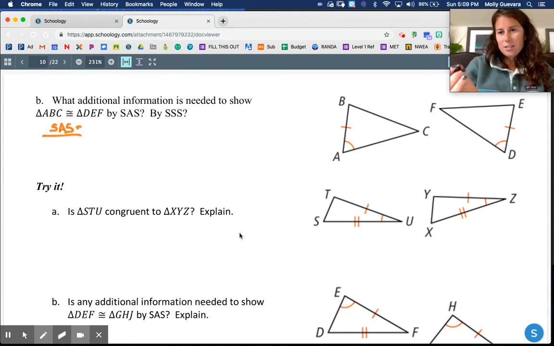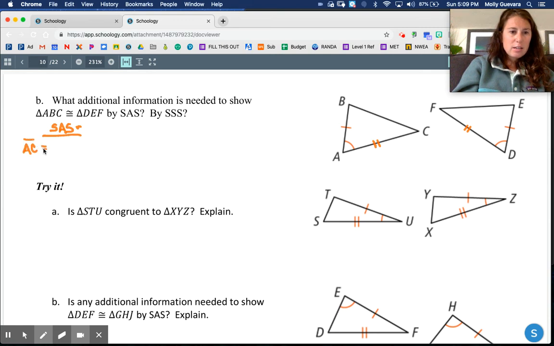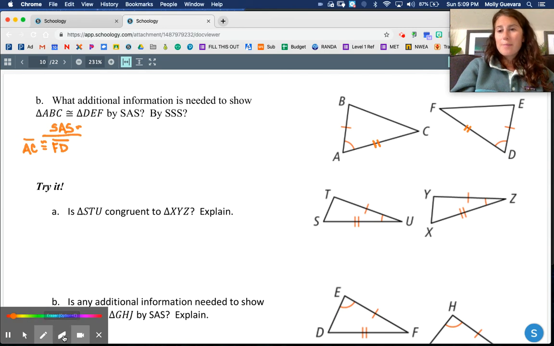For some of these, I guess I should say. Here I have a side and an angle, and I need to know the side on the other side of the angle. So if I know the AC, now I have side, angle, side. So 2 sides and the angle between them. Similarly, I'd have to know FD. If I know that AC and FD are the same, then I know side, angle, side. So if I could show that AC is congruent to FD, then I could say that these 2 triangles are congruent by side, angle, side.